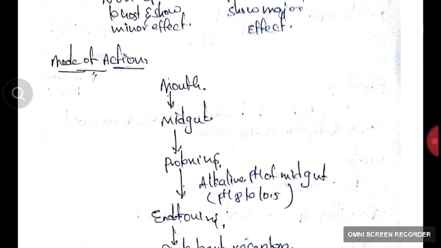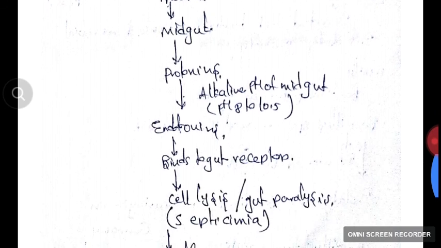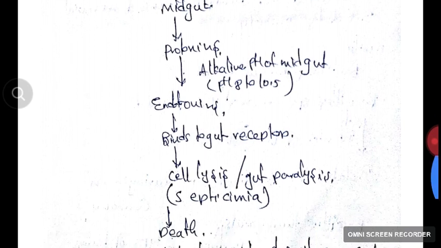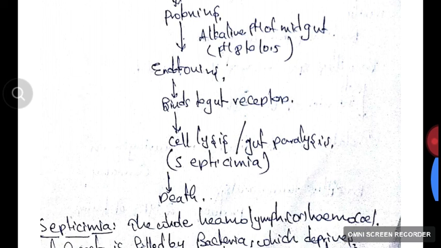I'm repeating the flowchart once again for you friends. The bacteria enters the mouth of the pest, and from the mouth it enters the midgut and forms the protoxins, which are in inactive form due to the alkaline pH of the gut that ranges between 8 to 10.5. They become the endotoxins, which bind to the gut receptors, which leads to cell lysis, gut paralysis or septicemia, and ultimately death.